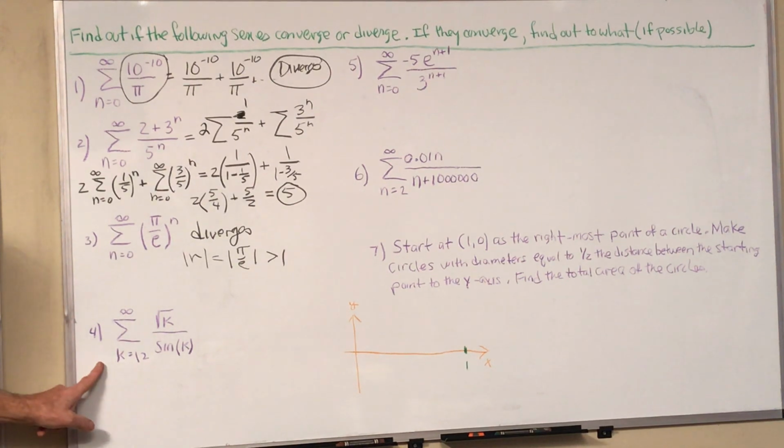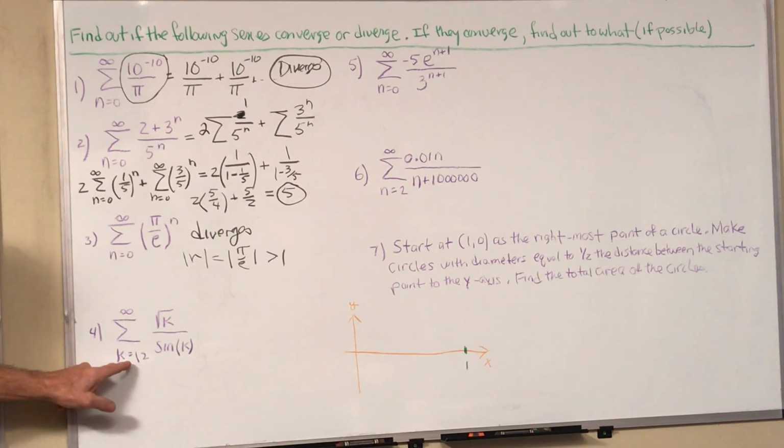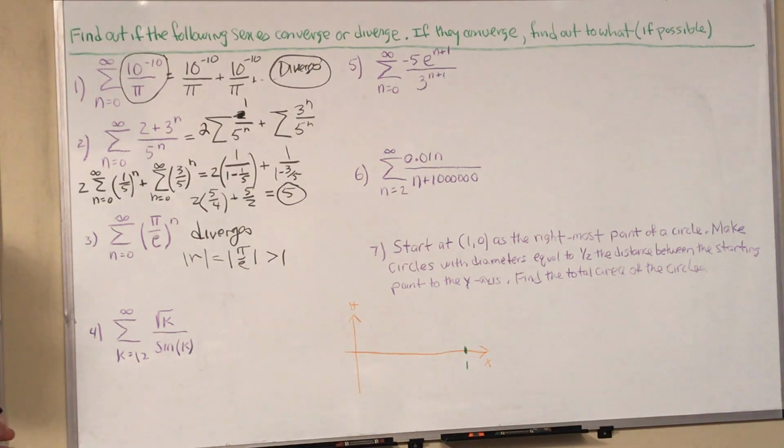Okay, coming to the next one. It's certainly not a geometric series. And I just started at 12 instead of 0 or 1. It doesn't really matter where you start as far as convergence is concerned. The first 1,000,000 terms don't really matter. It's what happens after that that really matters.